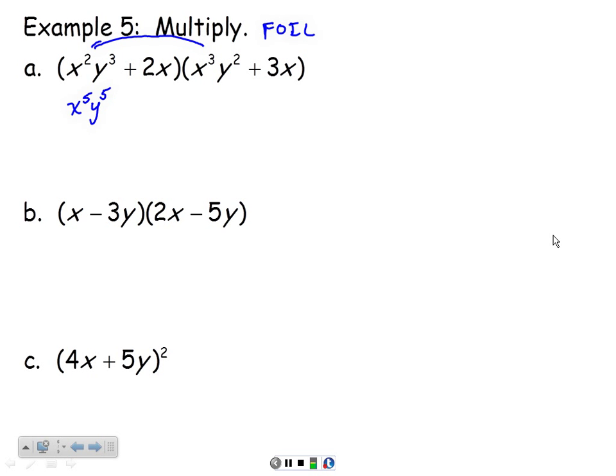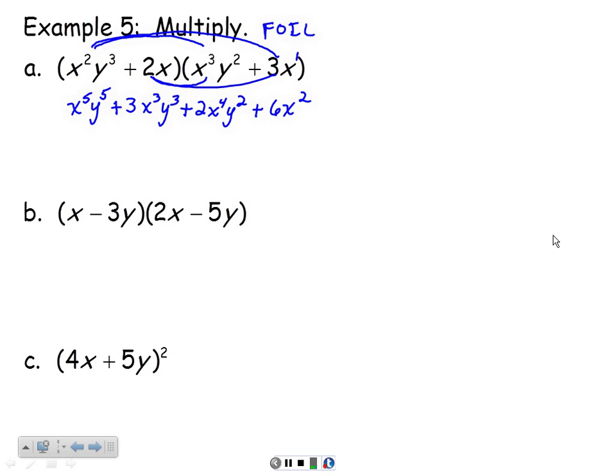And then we'll take the x squared y to the third and multiply it times 3x. And so that's going to give us 3x to the third. Remember, there's a 1 here. And a y to the third. Now we'll take the 2x and multiply it through. And so that's going to give us 2x to the fourth y squared. And then take the 2x and multiply it times the 3x. And that's going to give us 6x squared. Look for any like terms. I don't have any like terms because all of the exponents are different. So that's it.